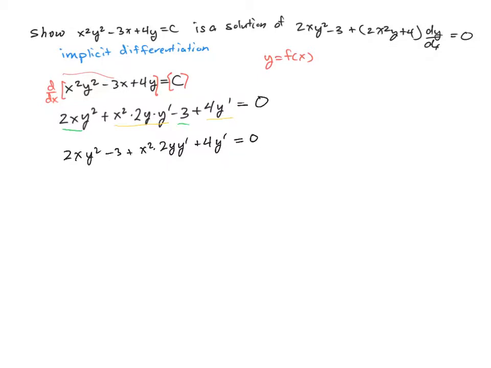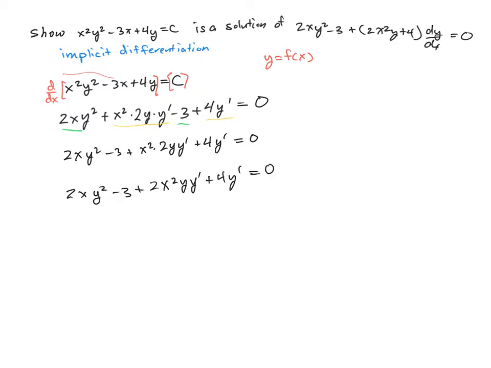So again, we've got 2xy squared minus 3 plus now 2x squared y prime plus, actually I've lost a y there, so let me erase and back that up. So again, we're going to have our 2x squared y y prime plus 4y prime is equal to 0.